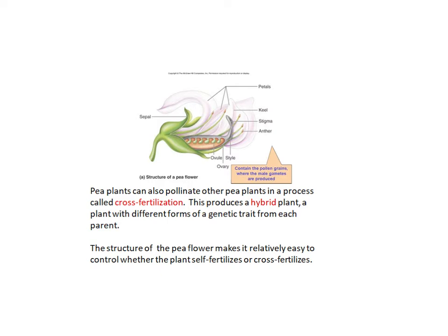Pea plants can also pollinate other pea plants in a process called cross-fertilization. That produces a hybrid plant, which is a plant with different forms of a genetic trait from each parent. So the structure of the pea flower makes it relatively easy to control whether the plant self-fertilizes or cross-fertilizes.